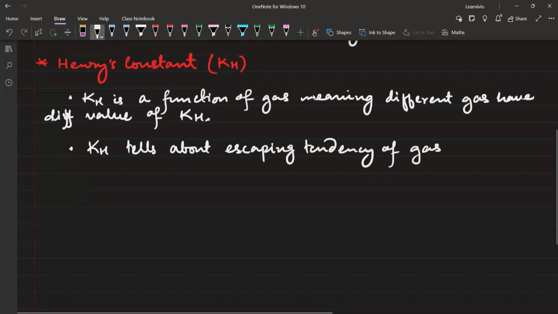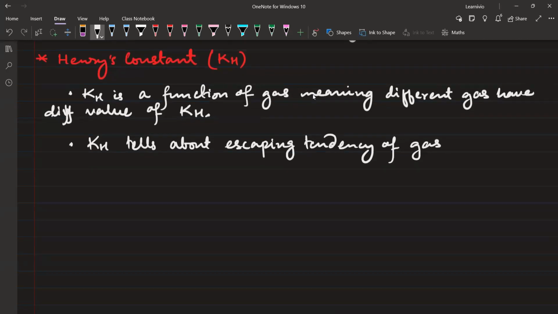Now we can relate escaping tendency with solubility also, because if something is escaping very easily, then we can say that its solubility is low. It does not want to stay in the solution, rather it wants to escape out. So we can say that solubility will be inversely proportional to KH. If the value of KH is higher, the solubility will be low.